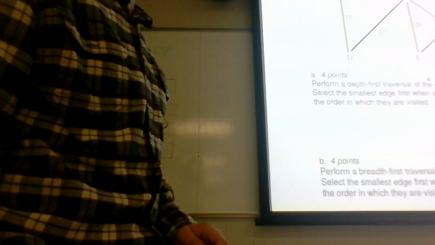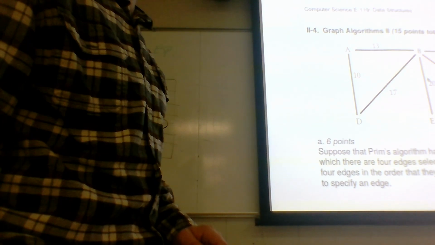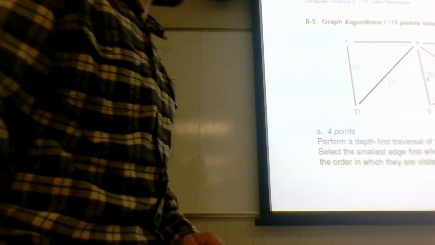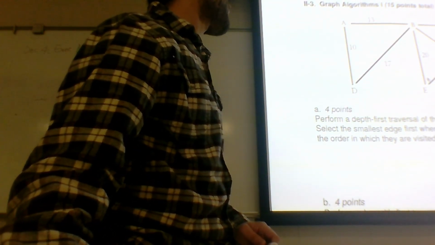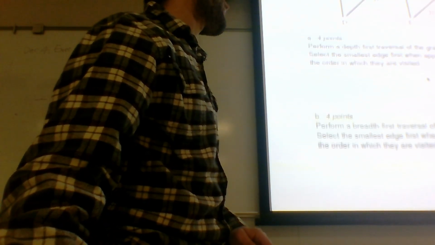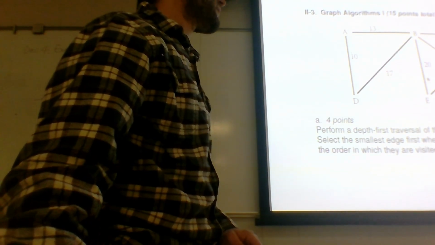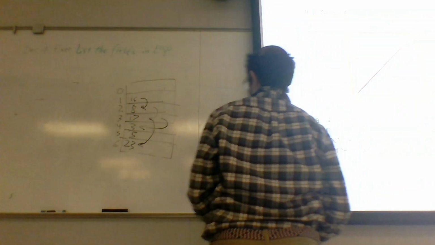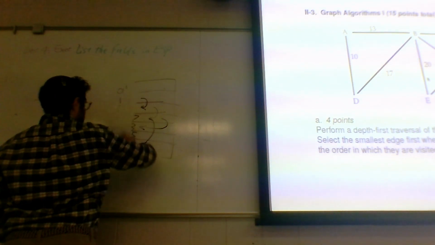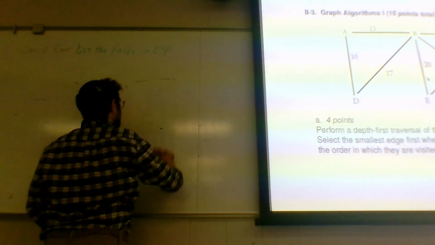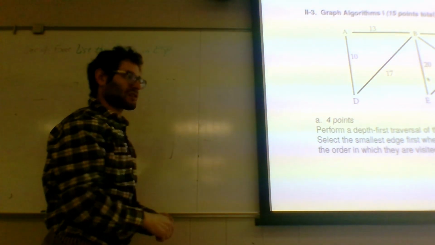So now, part 3, graph algorithms. Perform a depth first search of the graph above, a breadth first search of the graph above, and Dijkstra's algorithm on the graph above. And here of course they're just totally joking with us because it says to start from vertex C.